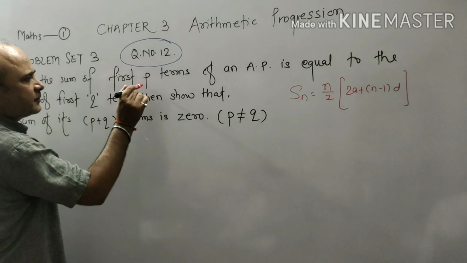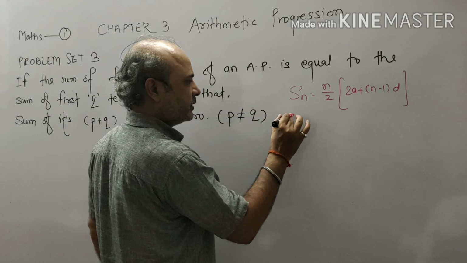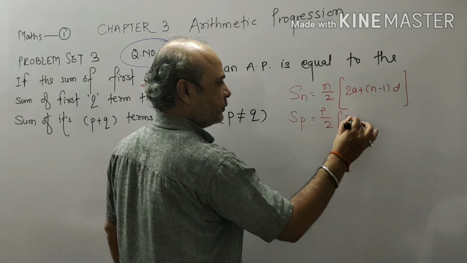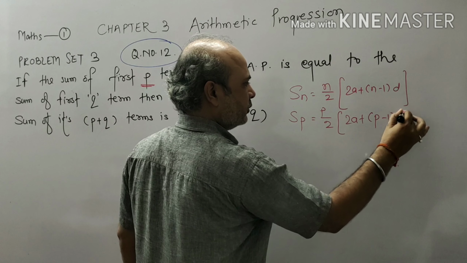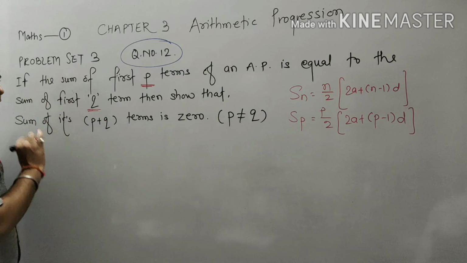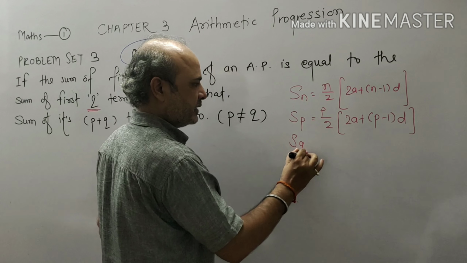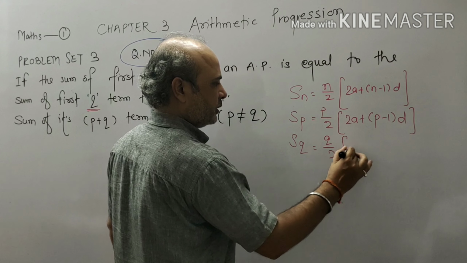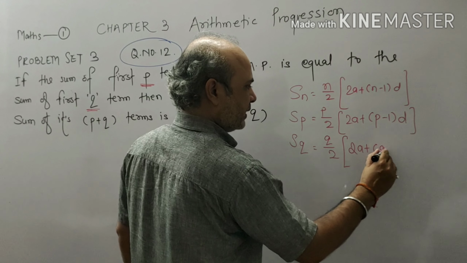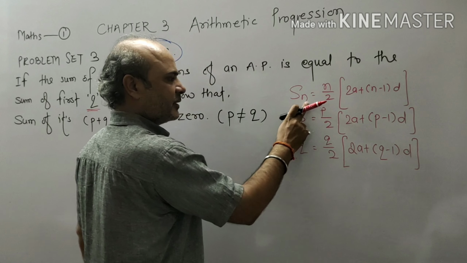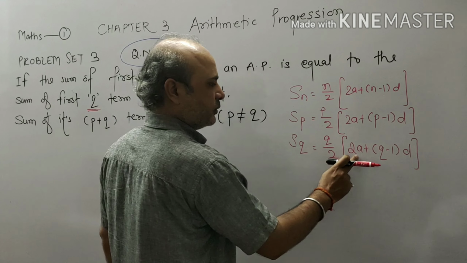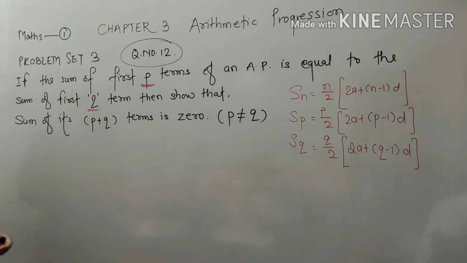If the sum of the first p terms, what will you use here, student? You will use Sp. It means n is replaced by p, so you will write Sp is equal to p upon 2 into (2a plus (p minus 1) into d). Clear? And for the sum of q terms, you will use Sq. Sq is equal to q divided by 2 into (2a plus (q minus 1) into d). If n is replaced by q, you write Sq is equal to q by 2 into (2a plus (q minus 1) into d). Clear, student?